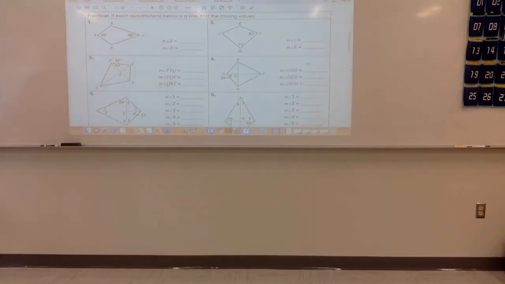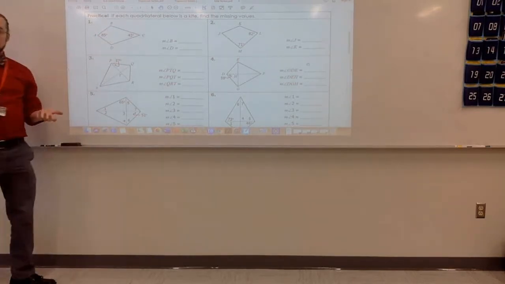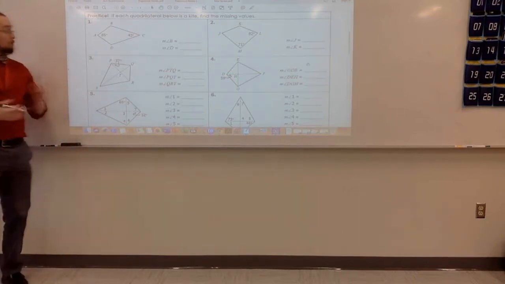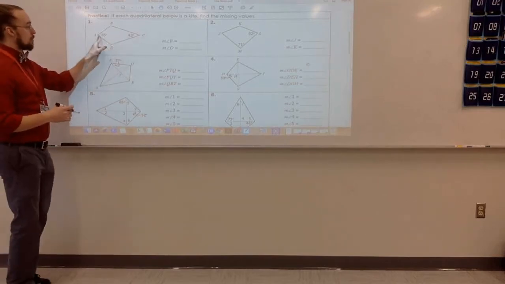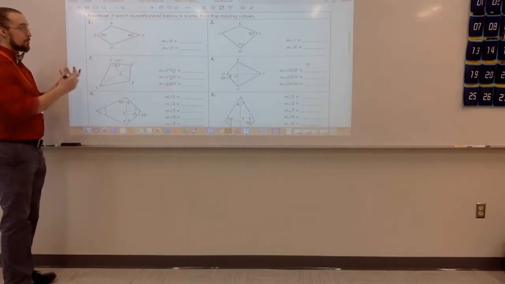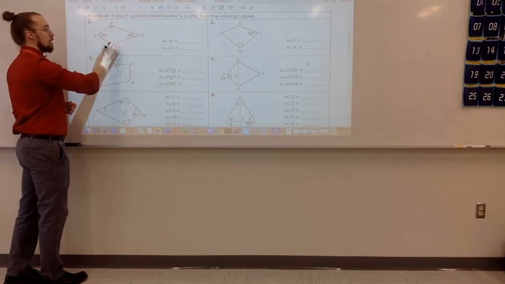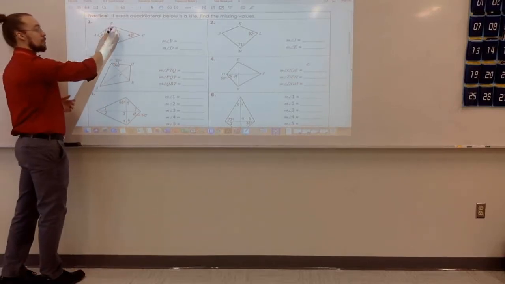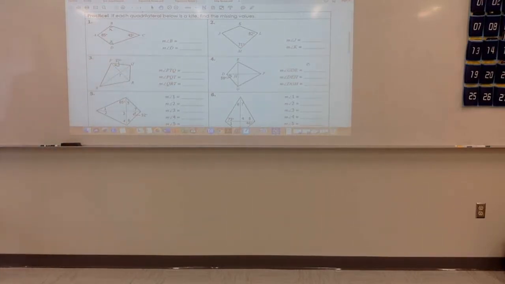So, in number one, I am given two angles in this kite, and I need to find the other two. So, one thing that I know is that I have one pair of opposite angles congruent. Well, it's obviously not this pair of opposite angles that are congruent, so it must be this pair. So I know that angles B and D would be congruent. If they're congruent, I can use the same variable to represent them, so I can call both of them x.